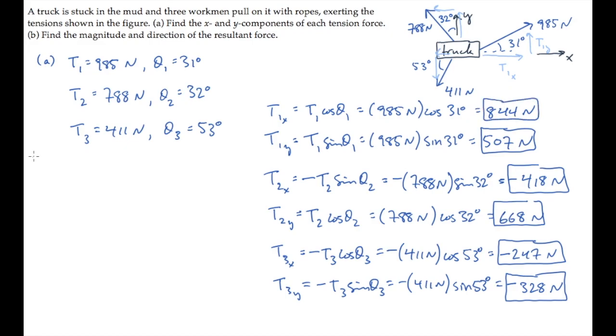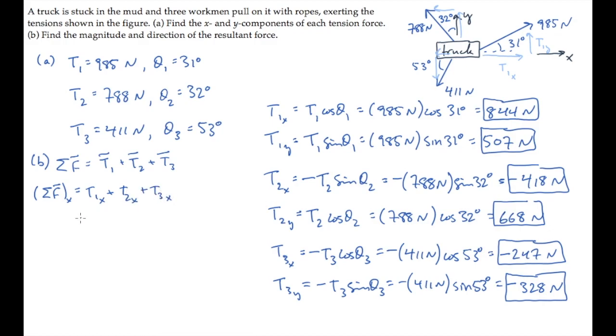Part B asks for the magnitude and direction of the resultant force. The resultant force is just the sum of all the individual forces. They're vectors, so it's the vector sum. The net force is the resultant. We'll first find the components of this resultant force, and that is the sum of the individual components.